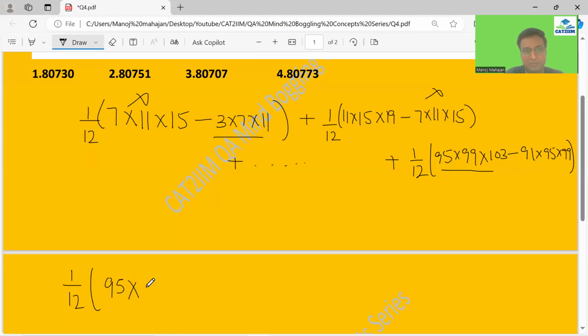In the bracket, I'm going to put 95 into 99 into 103 minus 3 into 7 into 11. That's it. So finally, the answer would be calculated with the help of this result. So there is no need to do the calculation out here. We don't have to even look forward to use the calculator. So one more super trick shortcut I'm going to tell you how we can derive the answer from here now.